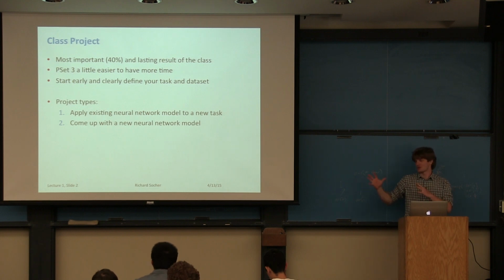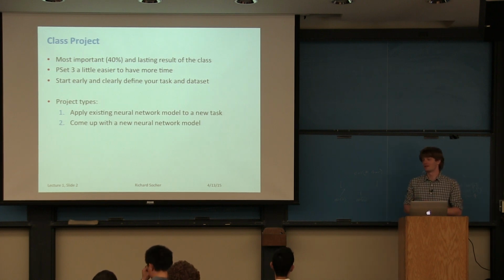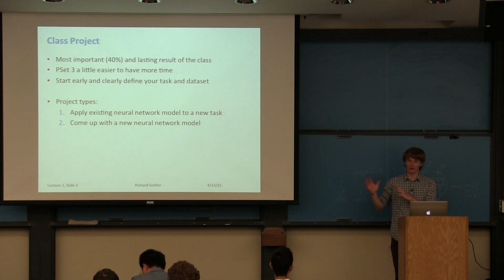There's a third type, which is the theoretical analysis, but if you want to go down that route, definitely do talk to me first. It's very hard to do interesting theory on neural networks. It's possible, but it's very non-trivial. You probably want to be a physics or math PhD student to go down that route. So do talk to me before you go down a theoretical one.